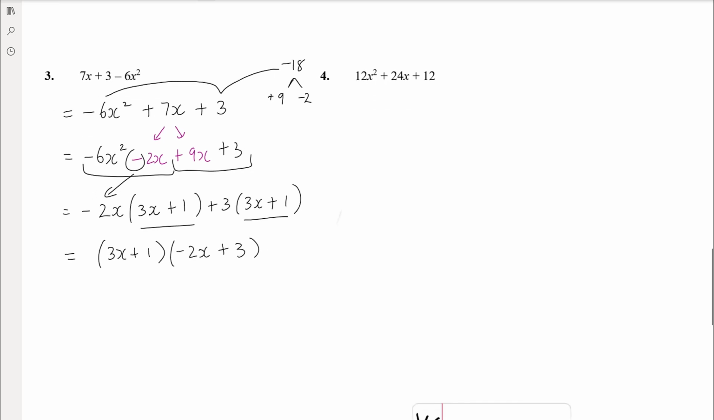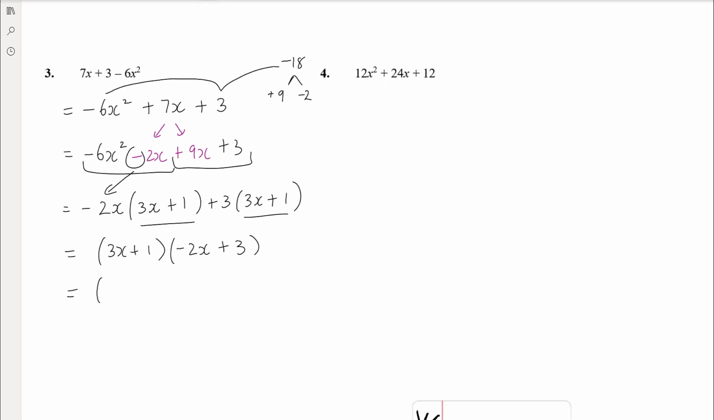Now again, we don't really usually like that negative at the start of that bracket, so a couple of different options. You might see this answer written as 3 minus 2x, or you might see that negative taken out, and so it's written as 2x minus 3. But all of those are the same thing, and they're all fully factorised.